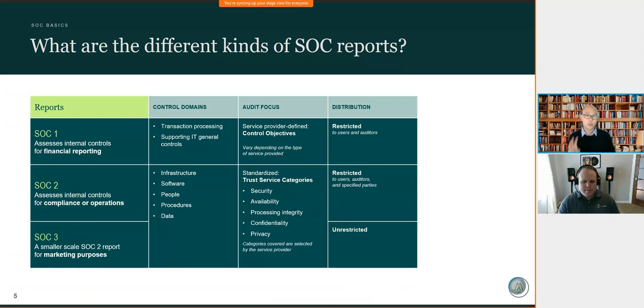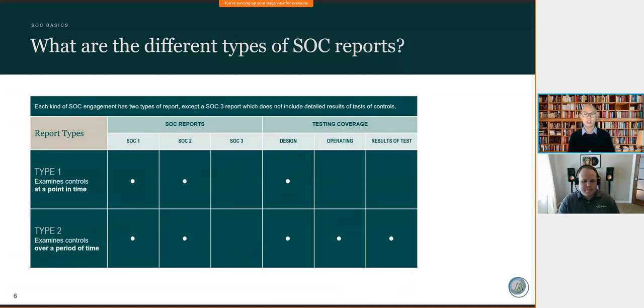There is a SOC 3, which is a smaller scale SOC 2 used for marketing purposes and is unrestricted. It extracts some of that sensitive data, and so some companies are able to post it on their website and say that we're SOC certified, using it as a way to distinguish themselves from their competitors for them to win bigger and better clients. You may have heard also the difference between Type 1 and Type 2.